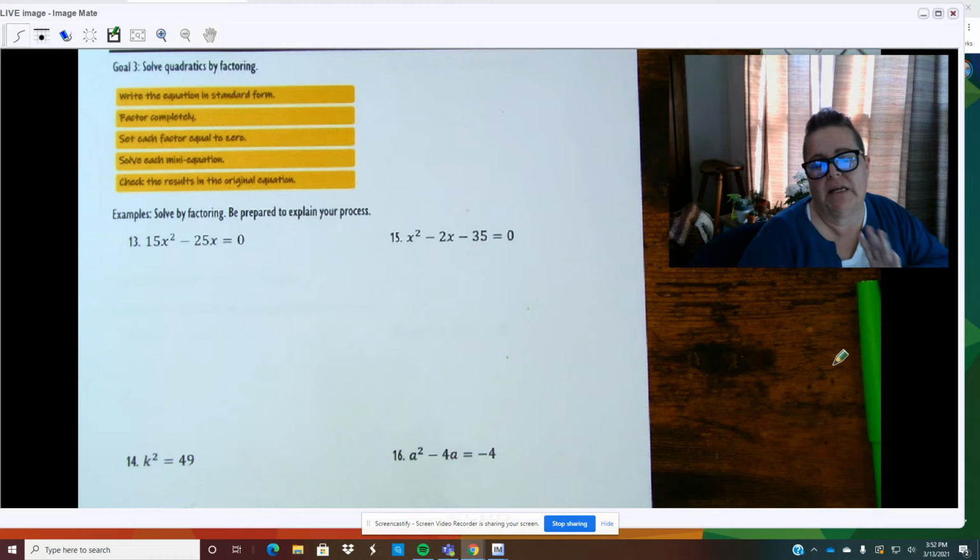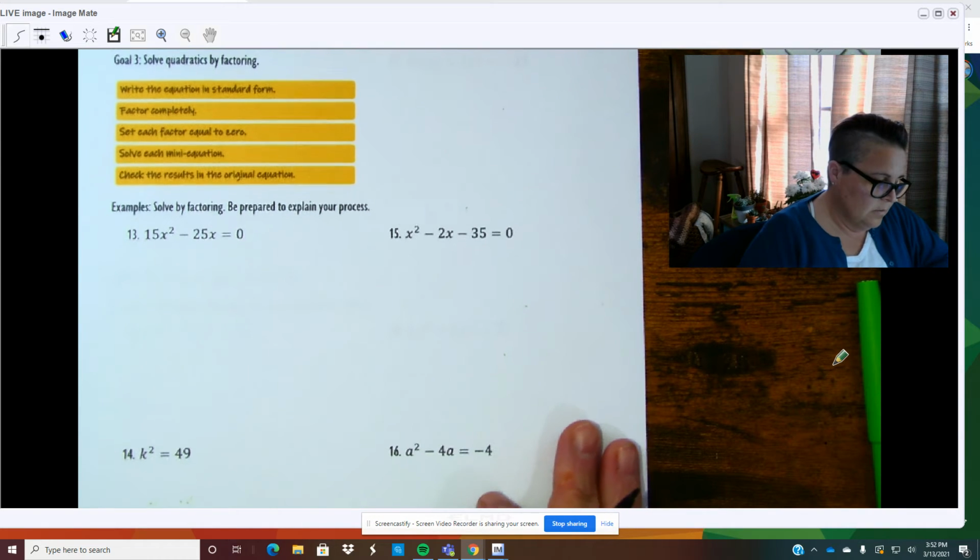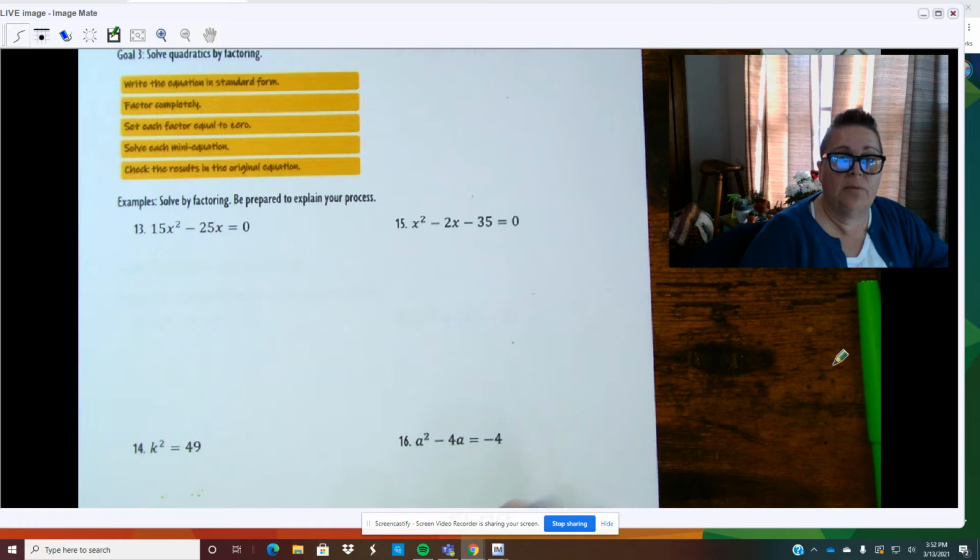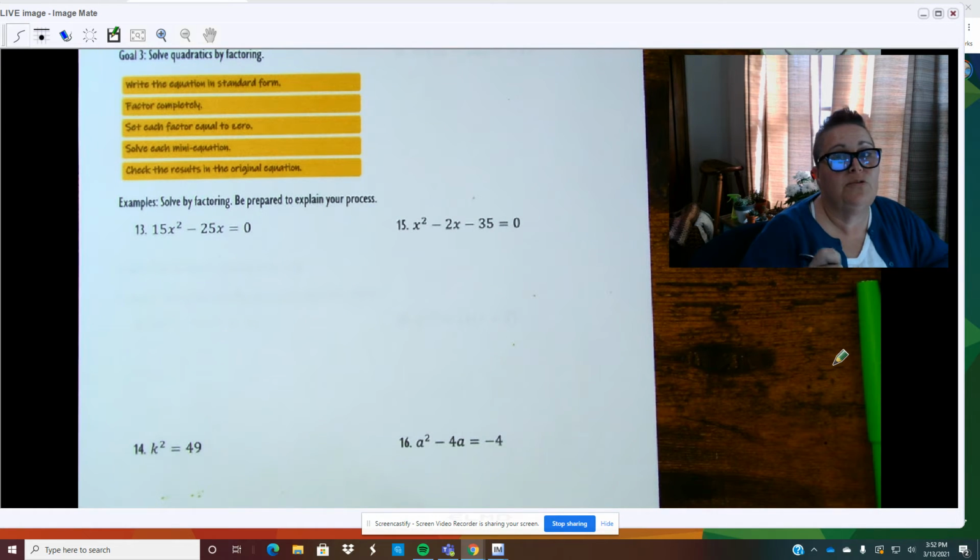Now, we're a little spotty on checking the results. I get that. It takes a lot of time. But we're going to demonstrate it anyway. All right? Okay, so we're going to solve by factoring. And I would like for you to be prepared to explain your process as you go. That means when you do the test on this, you're actually going to be asked to explain your process.